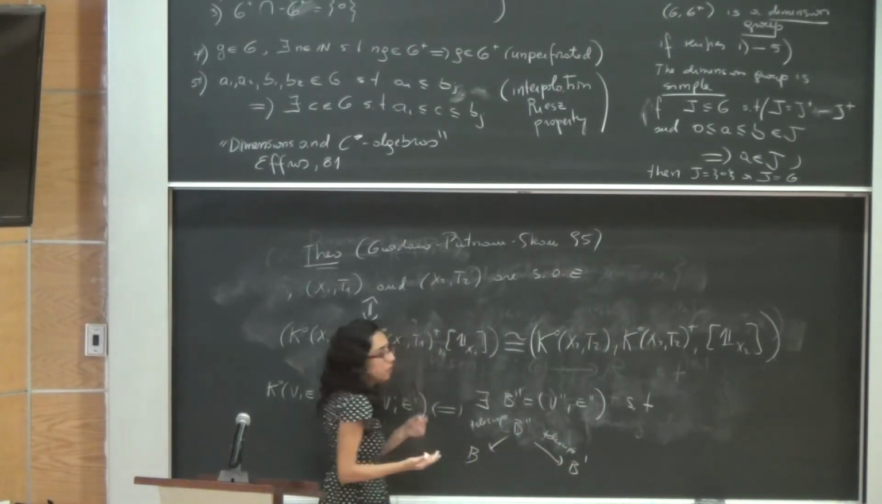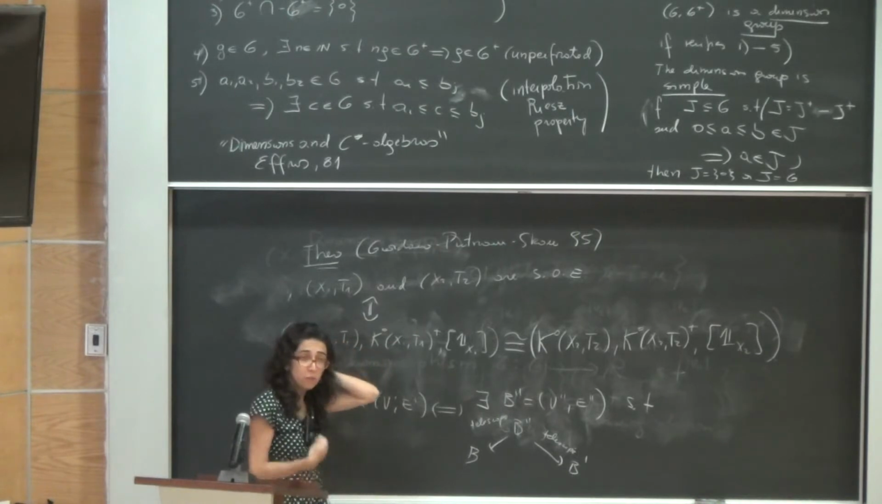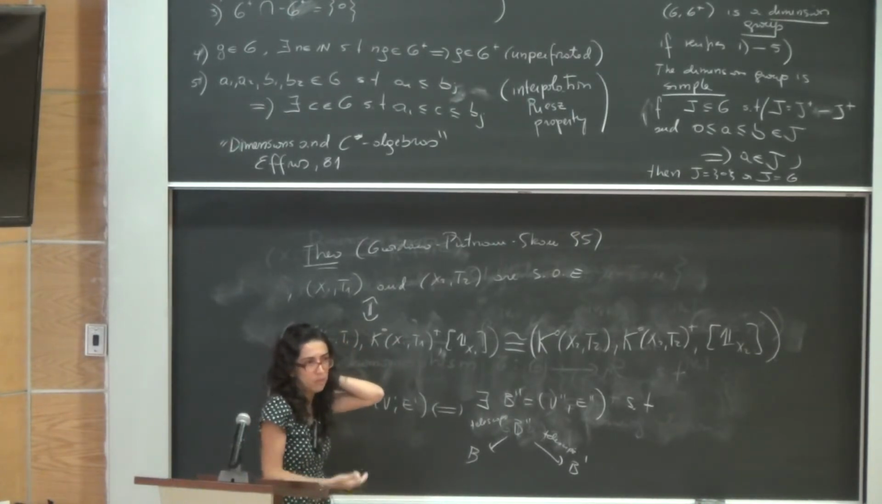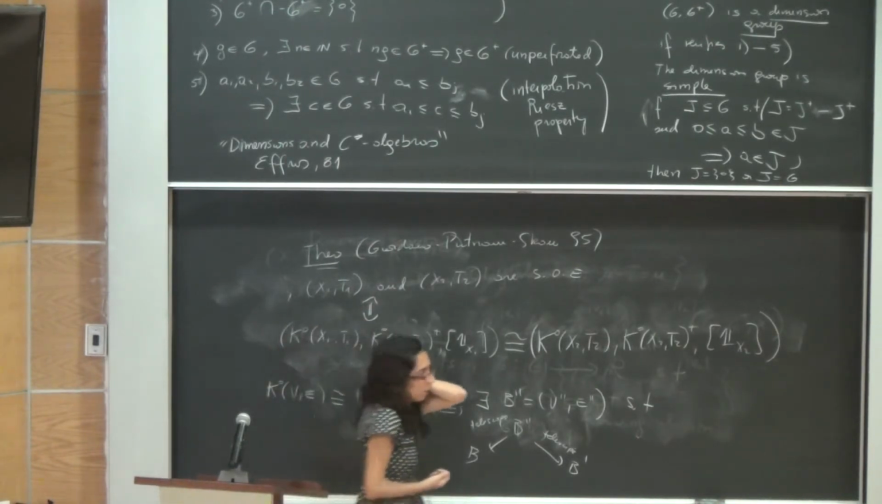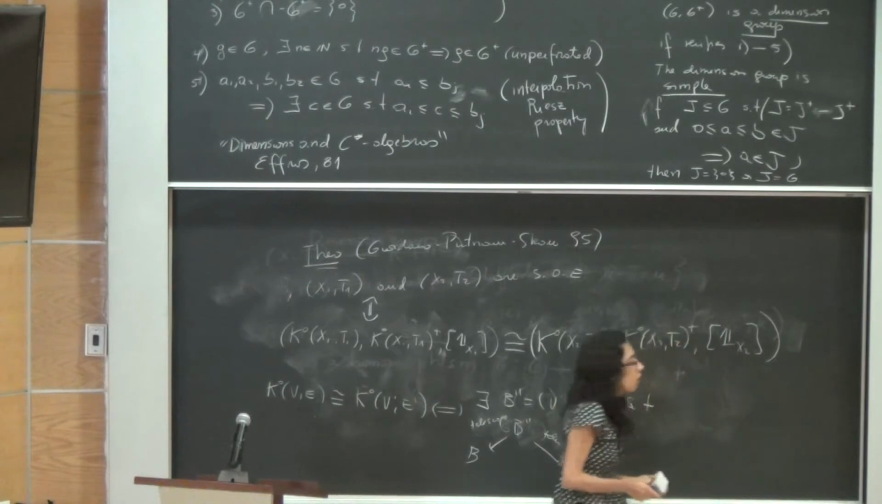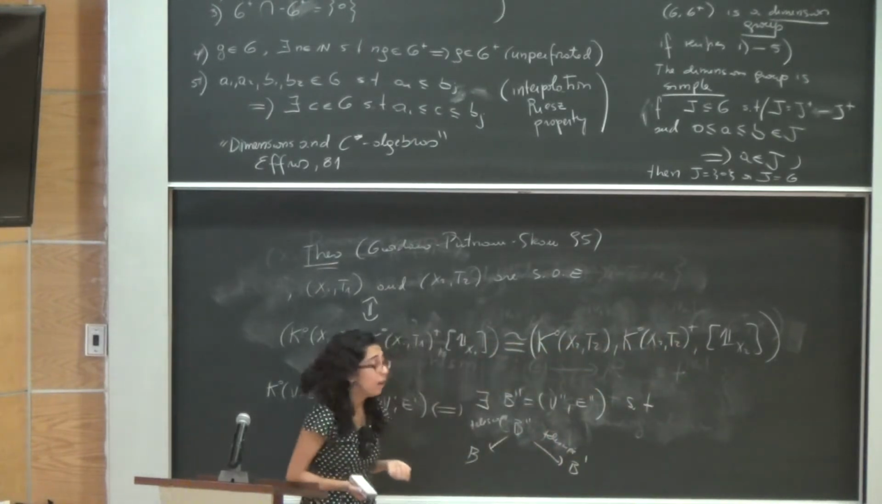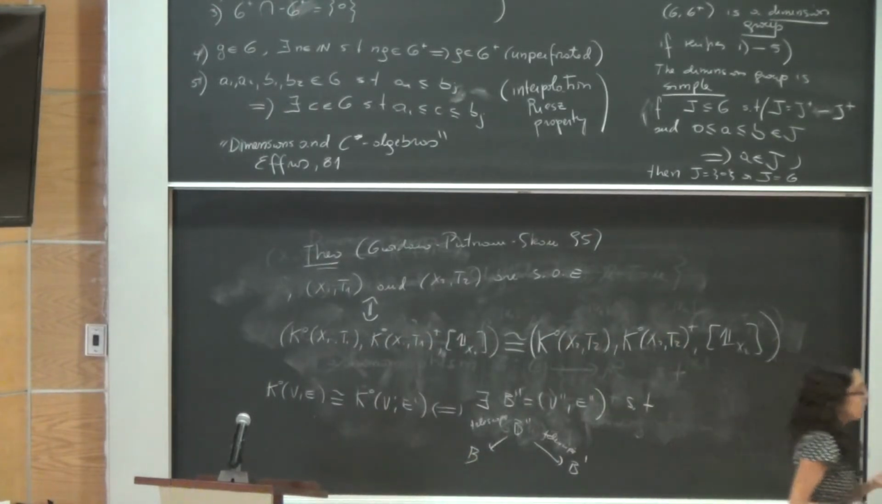But the question is, okay, this is true for strong orbit equivalence, but what happens with orbit equivalence, which is the natural notion, if you want. To get some invariant for orbit equivalence, we need to take the dimension group and make a quotient by a subgroup.